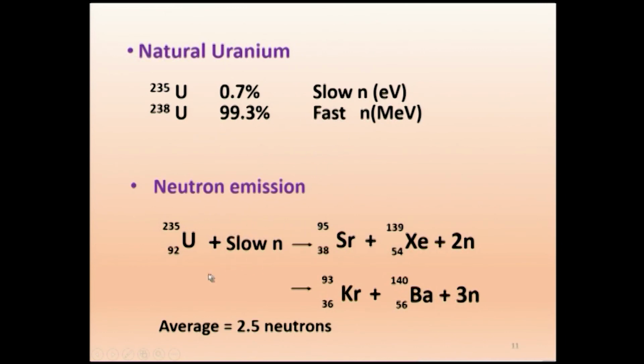Neutron emission: when you take uranium 235 plus a slow neutron, these are the possibilities: Kr plus Xe plus 2 neutrons, or Kr plus Ba plus 3 neutrons. So one reaction gives 2, another gives 3. There are many channels possible, and on average it is found to be 2.5 neutrons. We will discuss further on fission, and here we will wind up for the day.